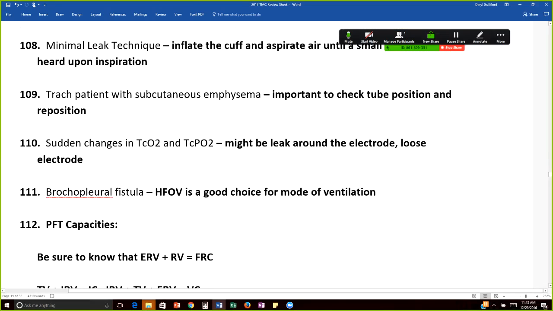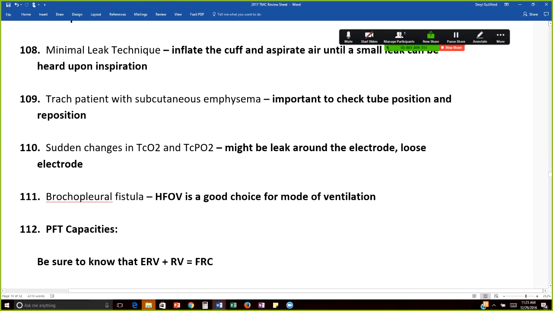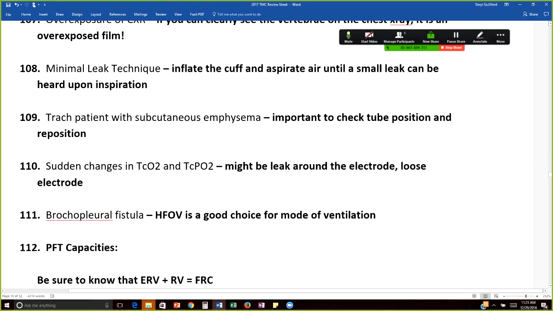Minimal leak technique. Some old-timers like me use this all the time to set the pressure in the endotracheal tube cuff. We inflate the cuff and then aspirate air until a small leak, very small leak, can be heard upon inspiration.